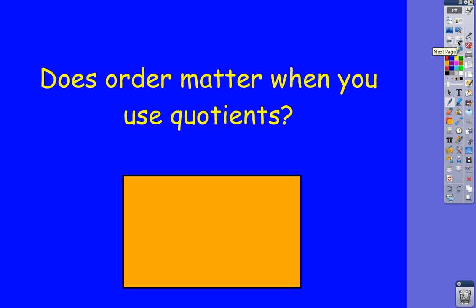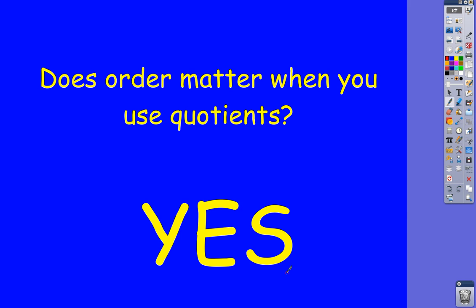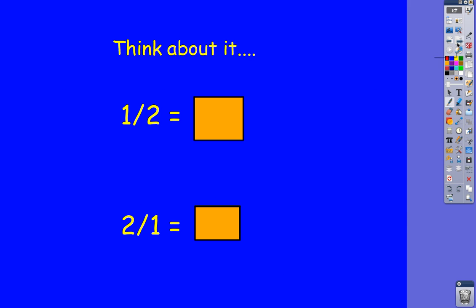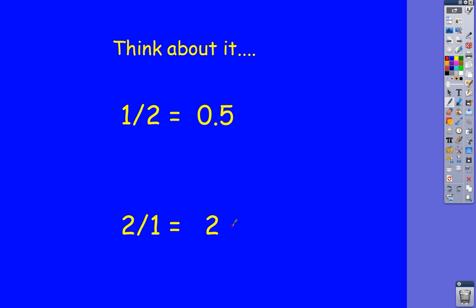Okay, now does order matter when we're doing quotients? The answer is yes. Think about it this way. If I have 1 divided by 2, my answer is 5/10. If I have 2 divided by 1, my answer is 2. 5/10 is a very different number than 2. So yes, order does matter in division.